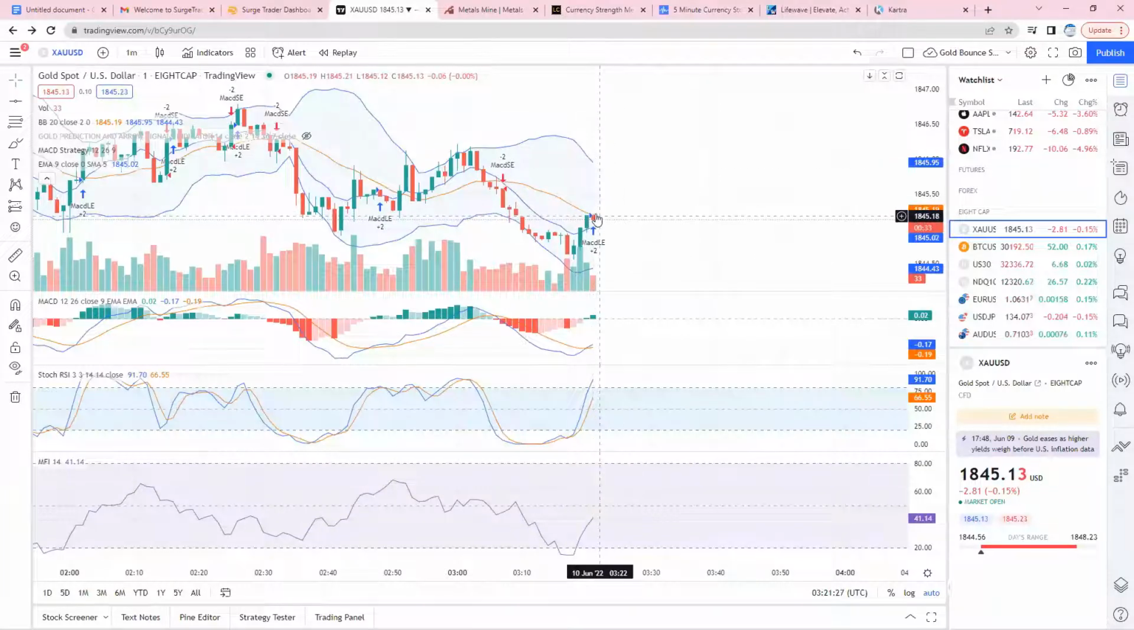But right here, I just hit the simple moving average. This is this line right here. This is where it should reject and start coming back down. We wanted this to go all the way up here so then we could take it going back down. So that's what we expected to happen.